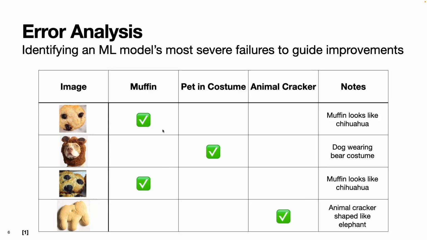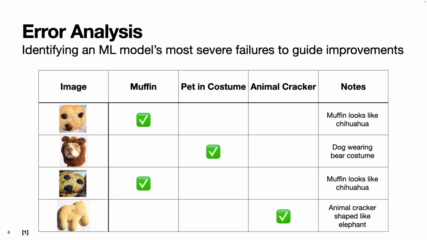So we'll do this for dozens or even hundreds of examples. And what we might find from this is 50% of our errors come from our model thinking muffins are chihuahuas. This gives us a very powerful insight, highlighting that our model's specifically getting tripped up by this.